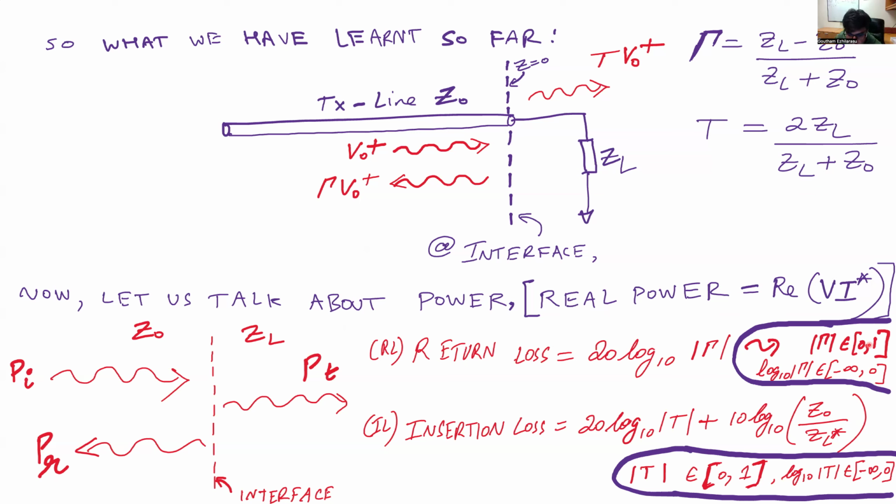Therefore, the return loss is going to be basically negative, and the worst return loss you're going to have is basically 0 dB. Similarly, you can define this for the insertion loss. Again, because the mod of the transmission coefficient is also a number between 0 and 1 because of energy conservation, log to the base 10 of |T| is also going to be somewhere between minus infinity and 0.